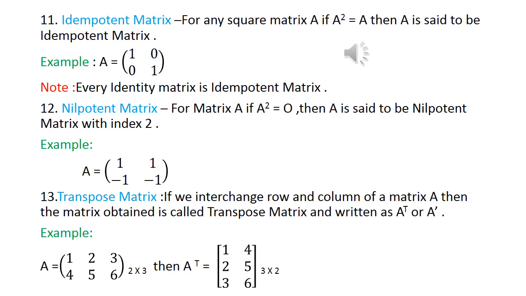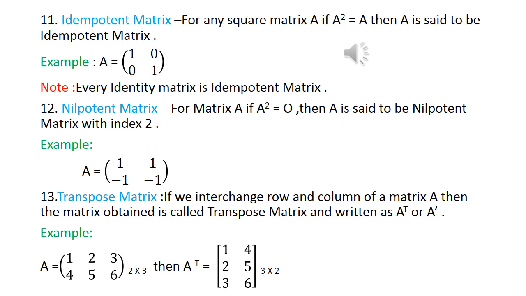If for any matrix A cube is a null matrix, then we say that A is a nilpotent matrix with index 3. If for some matrix A to the power 4 is equal to a null matrix, then we say that A is a nilpotent matrix with index 4.